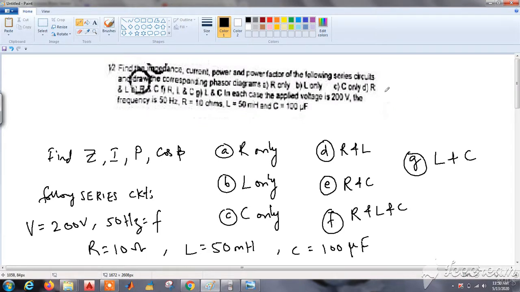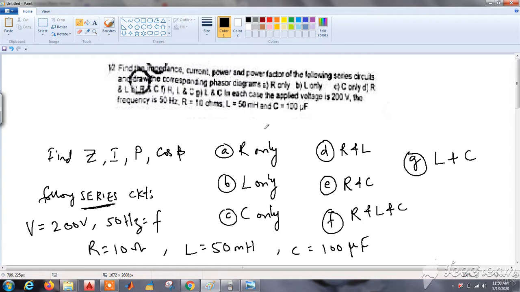The question is blurred, so the picture quality of the question paper was blurred, so I have written it down: find impedance, current, power and power factor of the following series circuit. So they are connected in a series circuit with corresponding phasor diagrams.